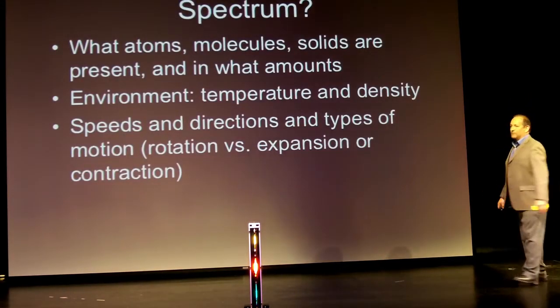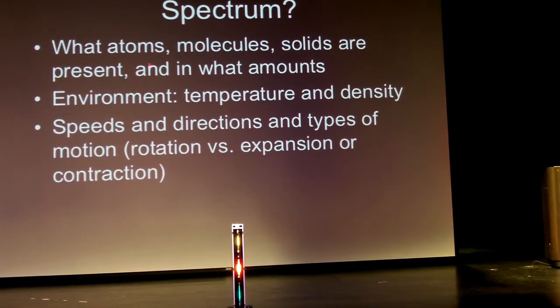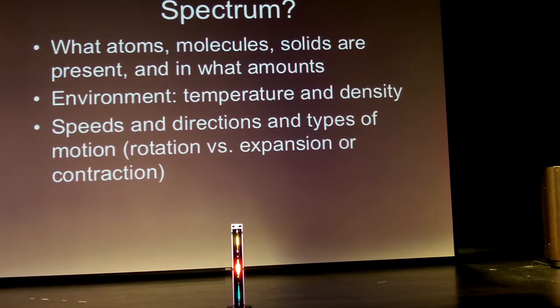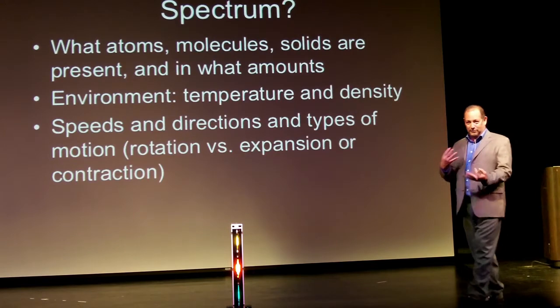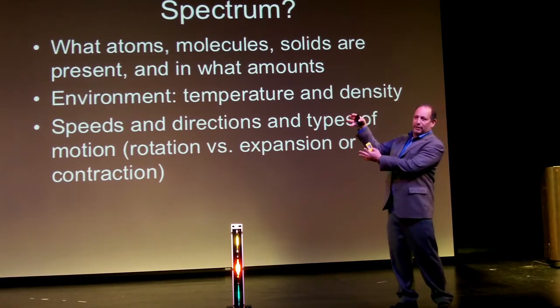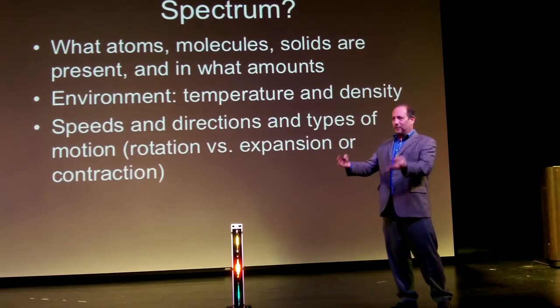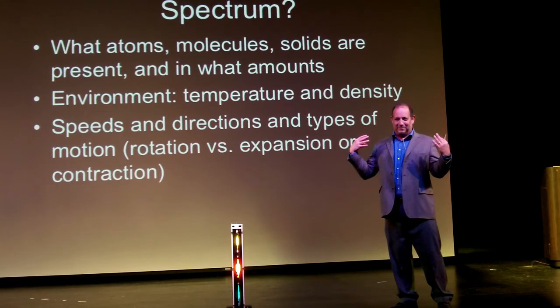So, what can we learn from the spectrum besides what the stuff is made of? Well, we can tell what atoms, molecules, and solids are present. We can also tell how much of them there is by comparing the relative brightnesses. So typically in interstellar space, we don't just have a blob of one gas. We have gases mixed together. And as a result, we get spectra that are mixes of those lines.